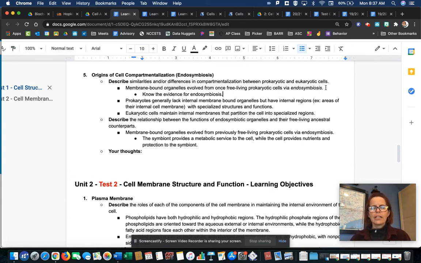All right, and then describe the relationship between the functions of endosymbiotic organelles and their free-living ancestral counterparts. Membrane-bound organelles evolved from previously free-living prokaryotic cells via endosymbiosis. The symbiont provides a metabolic service to the cell. So, for example, chloroplasts provide glucose and oxygen to the cell, while the cell provides nutrients and protection to the symbiont. So the chloroplast is protected inside the cell, and so it's happy to live there. And now it's a permanent structure. It would never live outside of it.